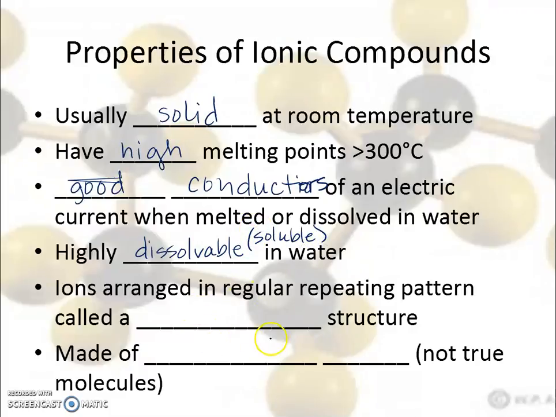The ions are arranged in regular repeating patterns called a crystalline structure. It's made of something we call formula units, and it's not true molecules. We say formula units because we can have a never-ending repeating pattern of these ions coming together. In a molecule, though, you have a set number of metals, nonmetals, whatever it is that's attaching.